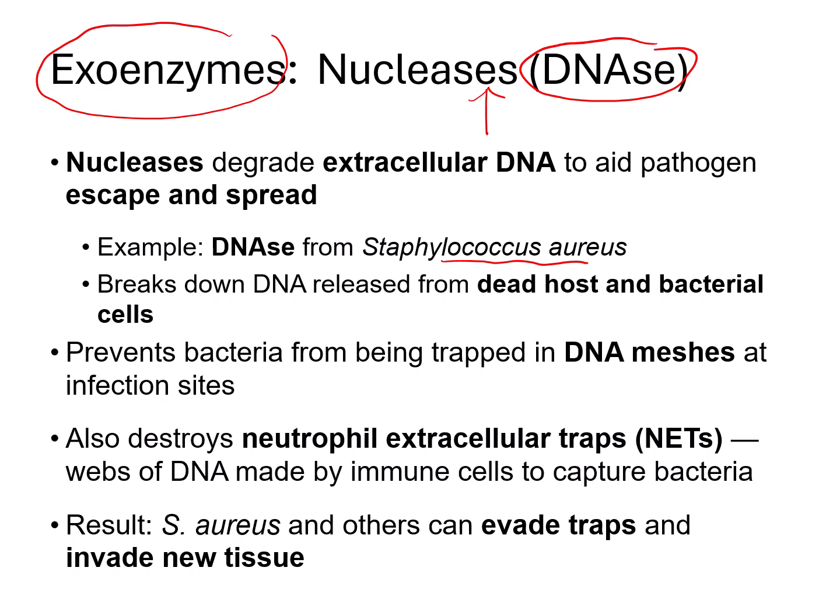DNase can also break down another structure that's usually built by our immune system called neutrophil extracellular traps, or nets. These are webs of DNA released by immune cells in order to trap bacteria. So DNase acts like scissors that cut through these immune barriers.